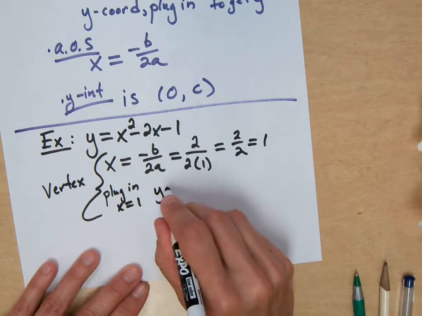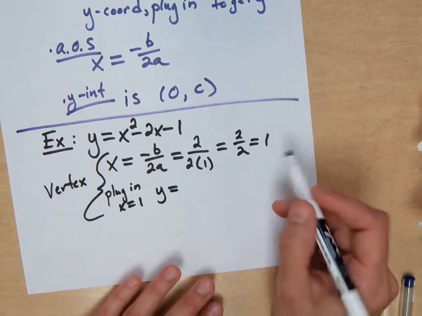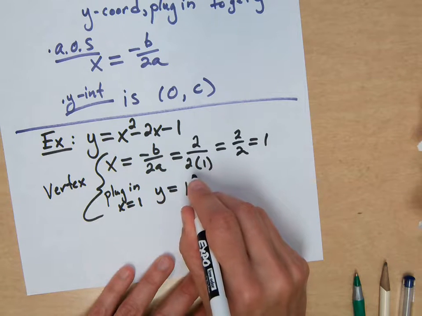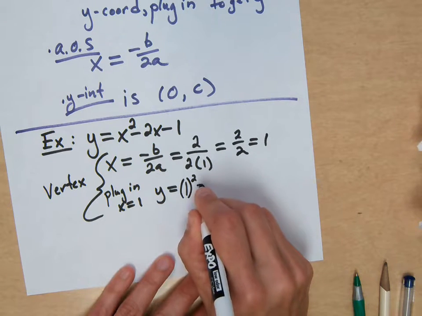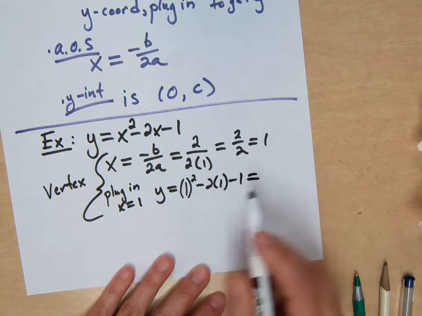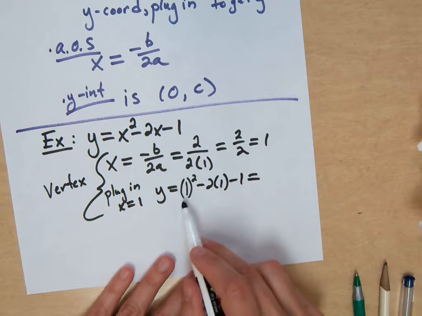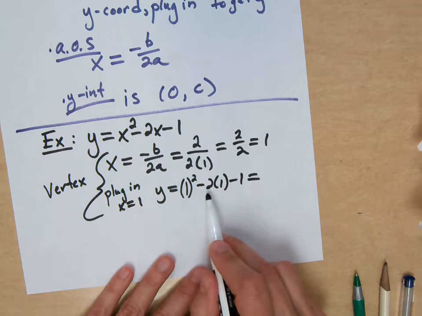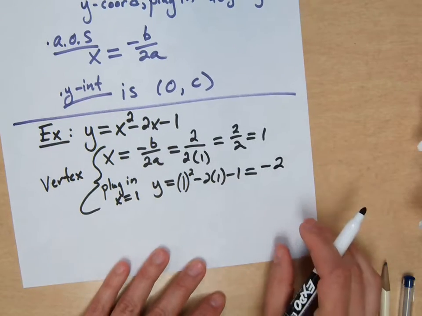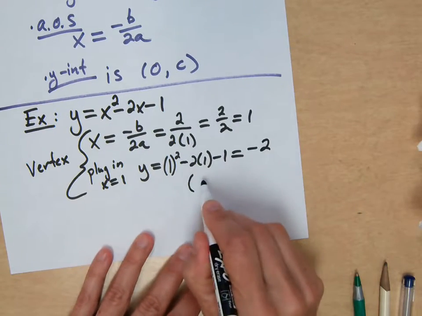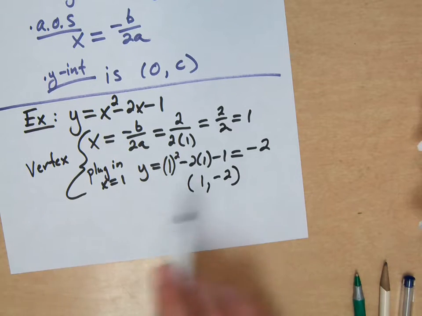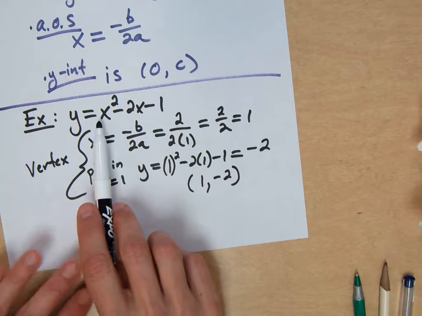So y equals, it's like you're doing a table of values and you're plugging in 1 for x. So you would do 1 squared, and we should always parenthesize when we plug in, minus 2 times 1 minus 1. Order of operations, exponents, then multiply. So 1 minus 2 is negative 1, minus 1 is negative 2. So that would be the most work, finding the vertex when it's in standard form. And we can tell that a is positive, so it opens up.